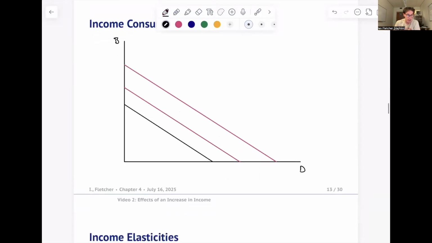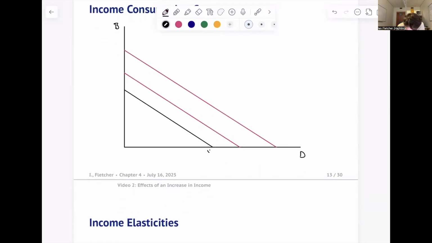So if we want to think of this now, this was y1 over pd. Now this is y2 over pd. This is y3 over pd. Sorry, these should be pd's. This would be y1 over pb. This would be y2 over pb. This would be y3 over pb. Because again, each of these is corresponding to a new income, right? So we had an income increase again.